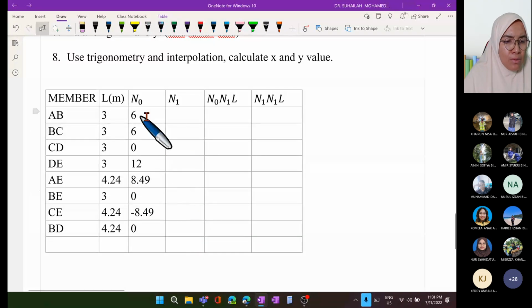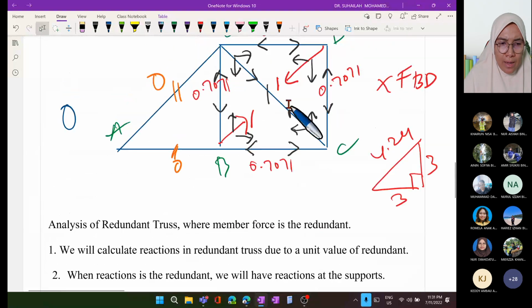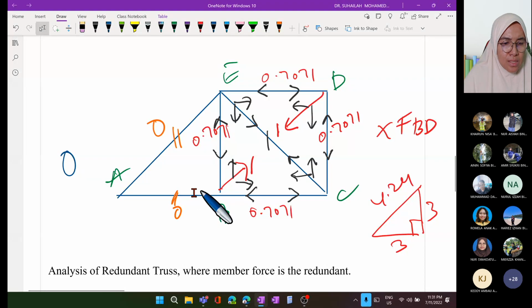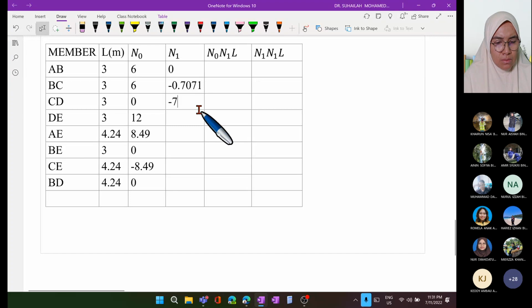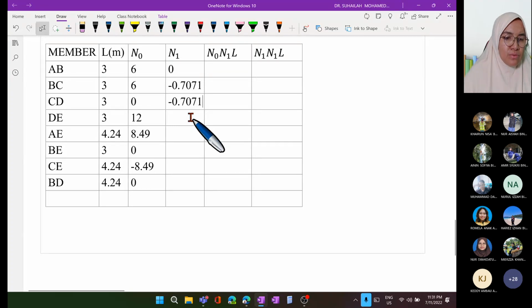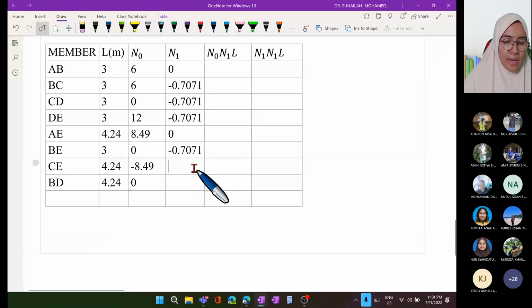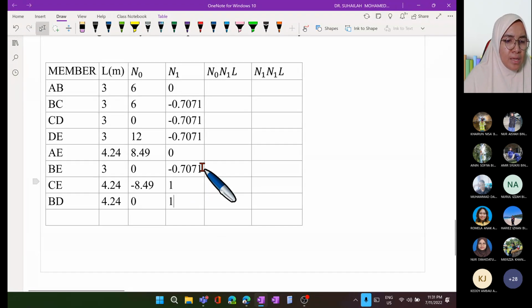Now we transfer the N1 values. AB is 0. BC is negative 0.7071. CD is also negative 0.7071. DE is also negative 0.7071. AE is 0. BE is negative 0.7071. CE and BD are 1 and 1. So this is N1.